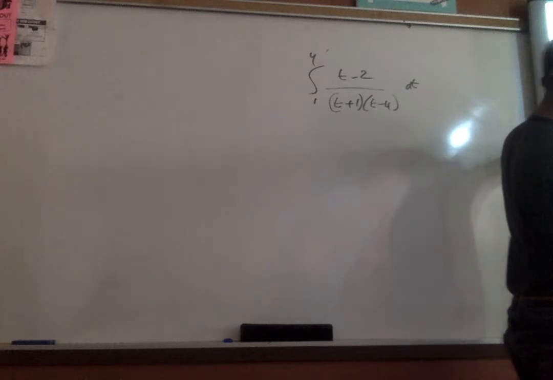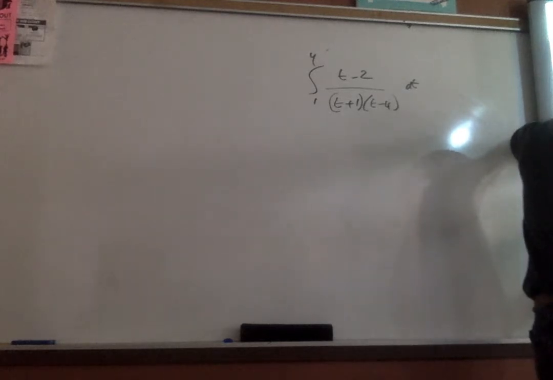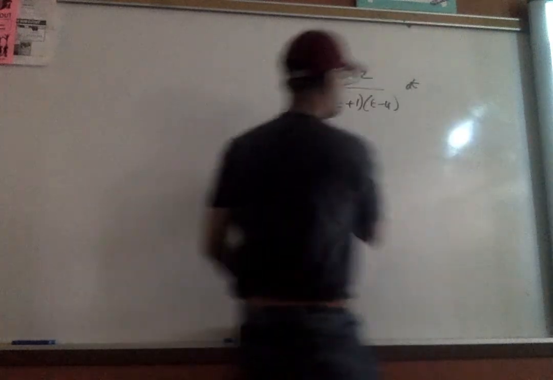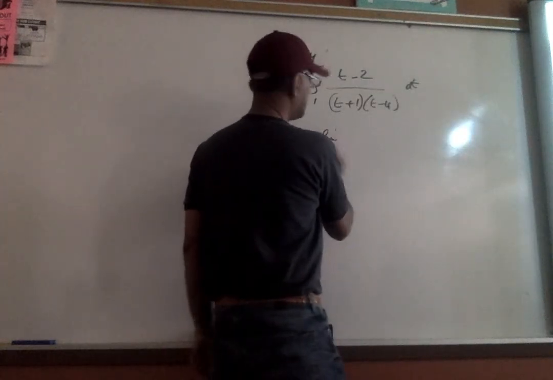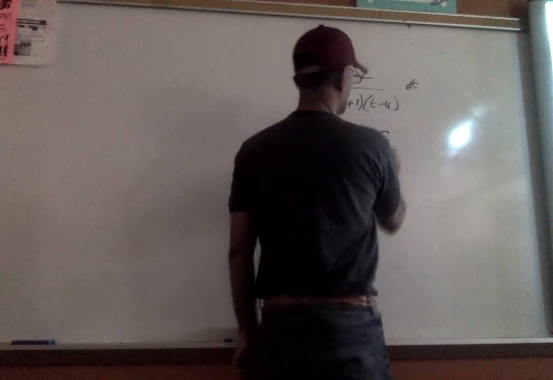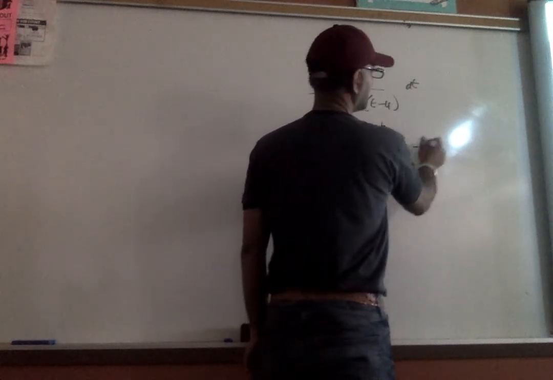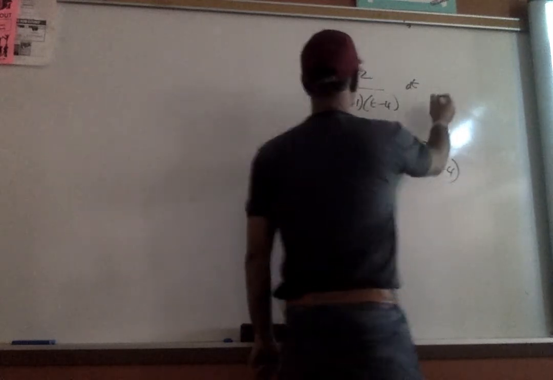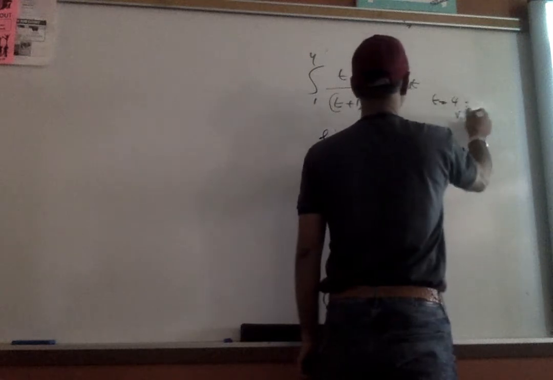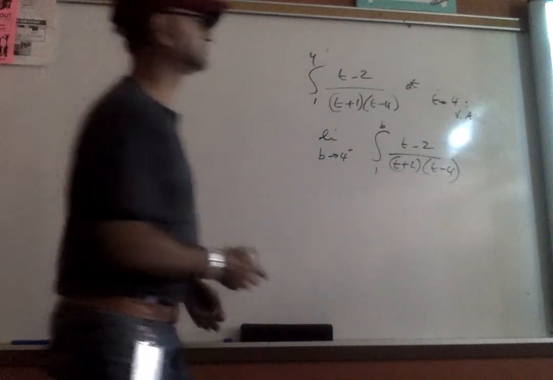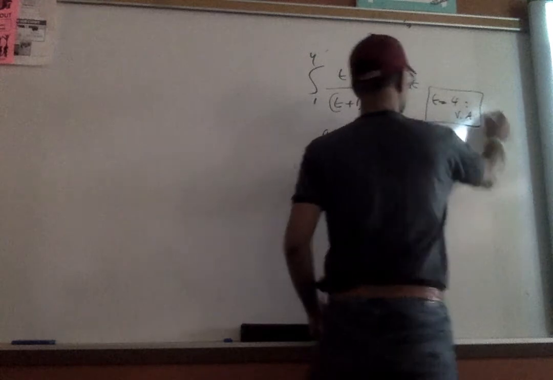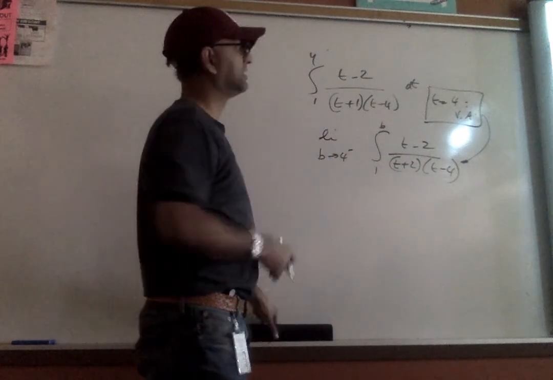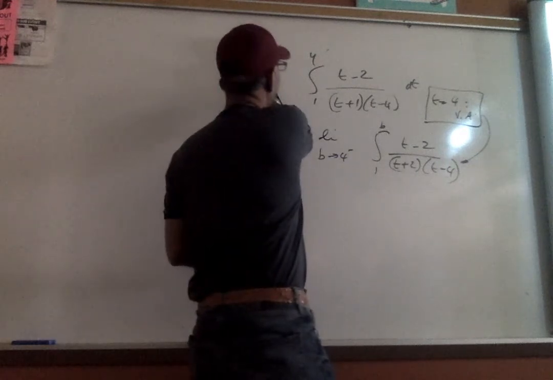Is that clear? What's the difference between these two? This is 1 to b. No, actually this one, so 1 to 4. Make a note. The correct answer was the limit as b approaches 4 minus of the integral from 1 to b of (t minus 2) over (t minus 4). In your notes, write down t equals 4 is the vertical asymptote. You're approaching 4, but you can't be 4. You're 4 minus.